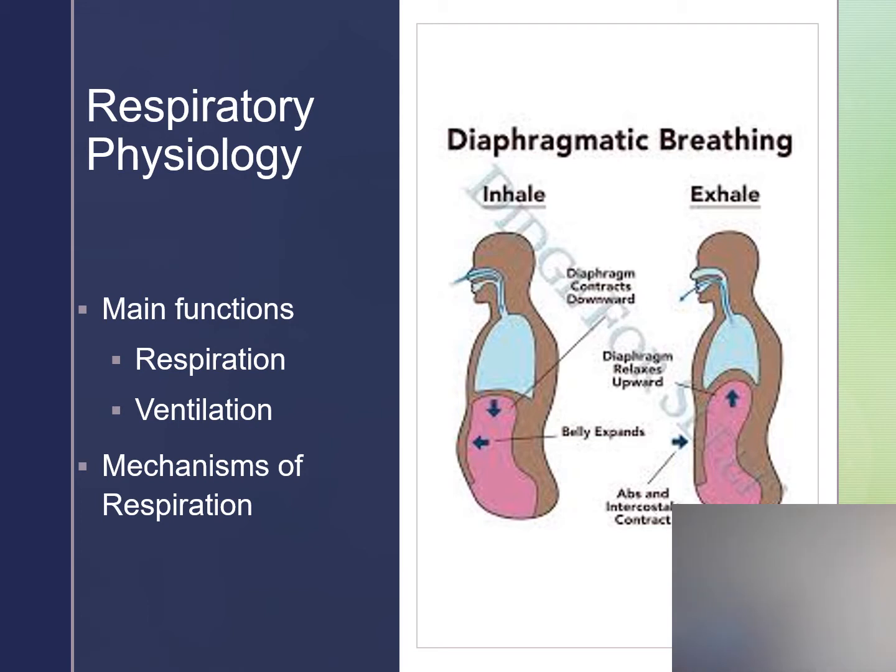perfusion, which is the flow of blood into the pulmonary circulation, and distribution, which is the delivery of atmospheric air to the separate gas exchange units in the lungs, which are going to be the alveoli.